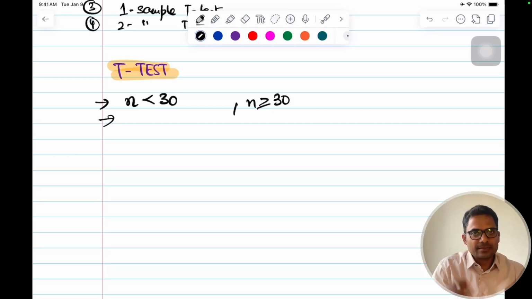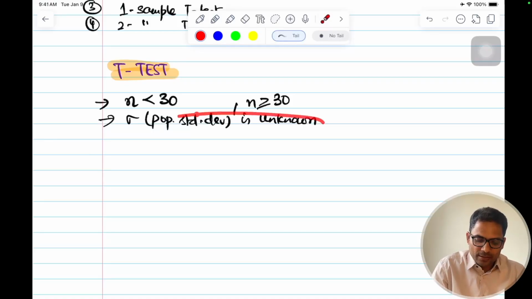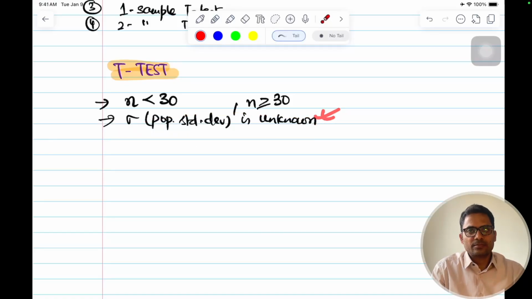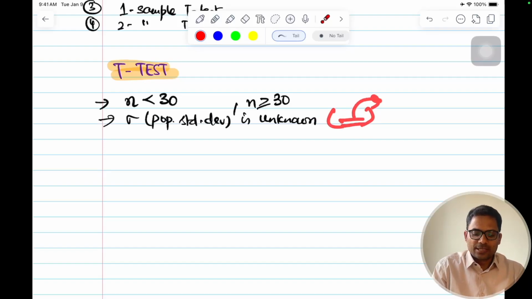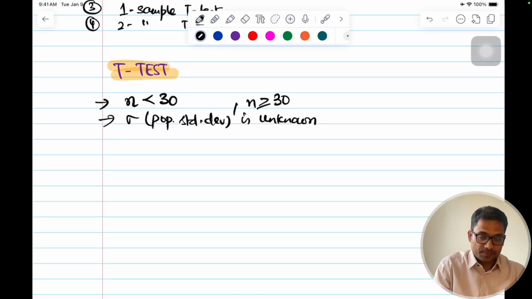There is one more thing: since the sample size is too small, the population standard deviation, sigma, is unknown. Because the sample is so small, computing the standard deviation won't give me accurate information. That's why we'll introduce one more concept called degrees of freedom, which I'll discuss later. The standard deviation won't give the correct picture of the exact variability in the data, it won't capture it because of the small sample size. That's where it's useful.